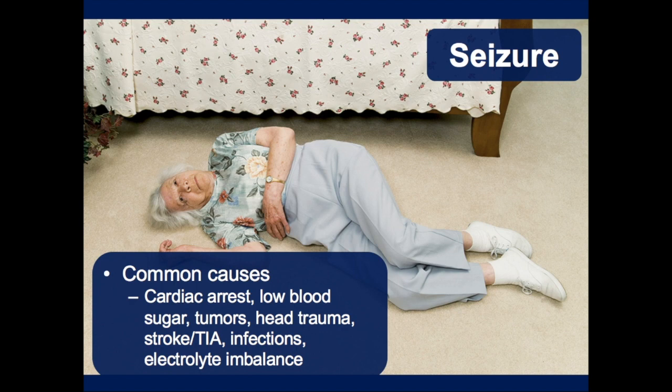And then electrolyte imbalances. And remember, the elderly population is especially prone to electrolyte imbalances because of the reduced functioning of the kidneys. The sodium, the potassium, all of those things are regulated by the kidneys. And in addition, a lot of the medications that elderly patients take for their blood pressure, and especially diuretics, can cause additional electrolyte imbalances. So that's also another really common cause of seizures in elderly patients.